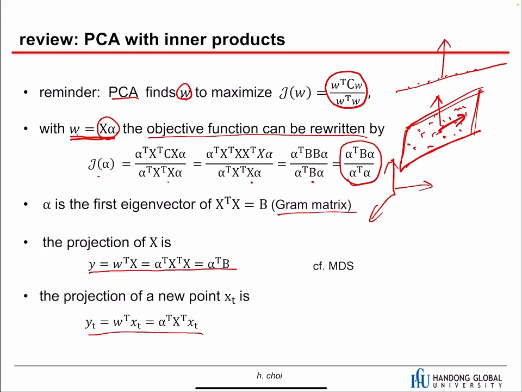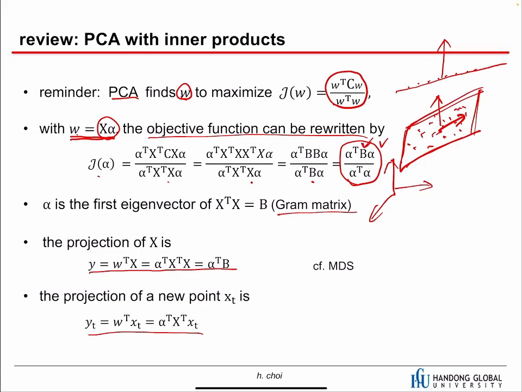So now look at this one. B is the inner product matrix. Then you know where I'm going with this. B is the inner product, so we can use a kernel function, right? In this equation, we don't have a nonlinear function at all. If we have a nonlinear function, then this B will be a kernel matrix. We're going to see that.